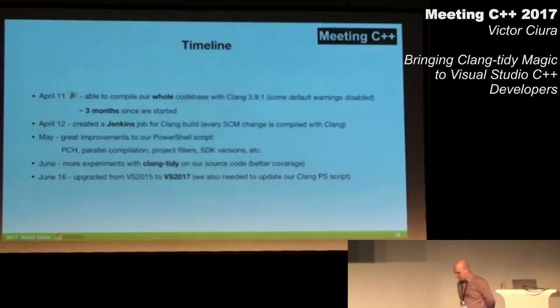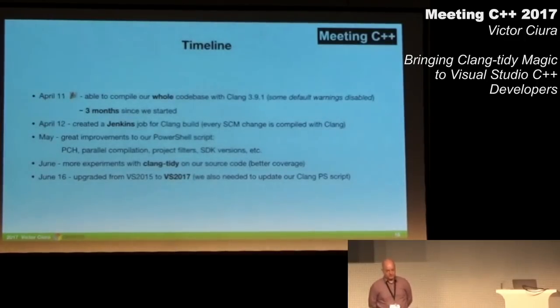As soon as we achieved cross-compiler compatibility between Visual Studio and Clang, we created the Jenkins job for Clang build. We use Jenkins for build automation for our project. So we basically want to make sure that we don't have any regressions because we worked hard in achieving compatibility. So every source control commit triggers a Clang build on our build servers.